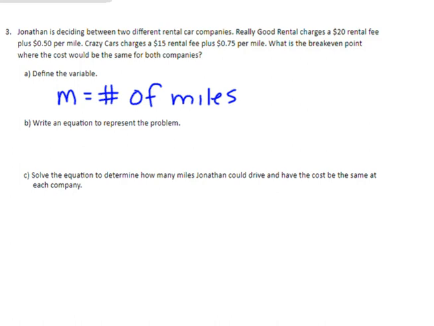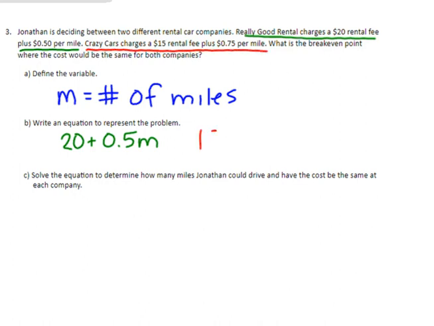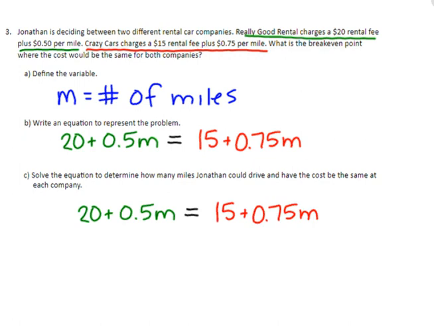So the equation, I can start off with the really good rentals. They charge $20 plus 50 cents per mile. Then I can look at crazy cars. They charge $15 plus 75 cents per mile. So we're going to multiply the cost by the miles. Okay, we want to know when these two values are the same, so we're going to put an equal sign in between them.